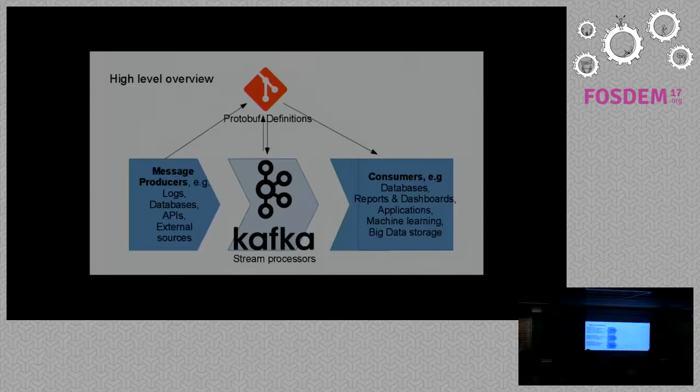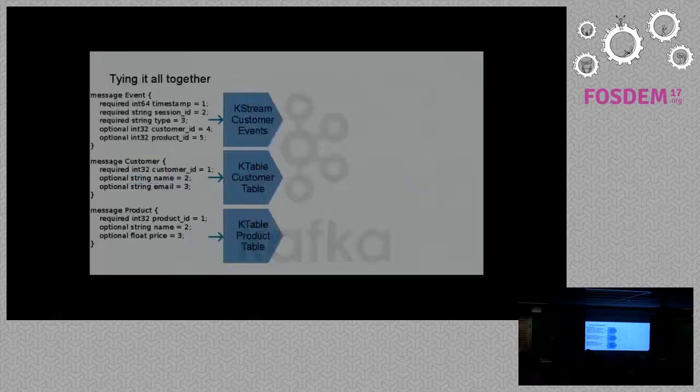Here we have 3 different systems that emit events to Kafka. For example, a web service that writes log events to a stream, so log events from your website. In there we have a timestamp field, a session ID, and a type, like, okay, user looked at a product, or a customer put a product in the shopping cart. And then we have the optional fields customer ID and product ID.